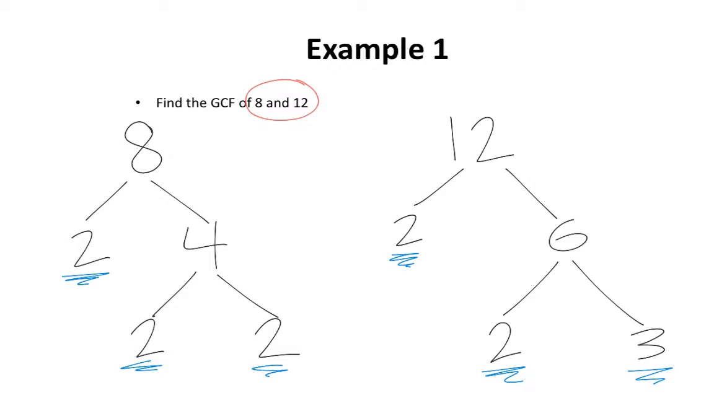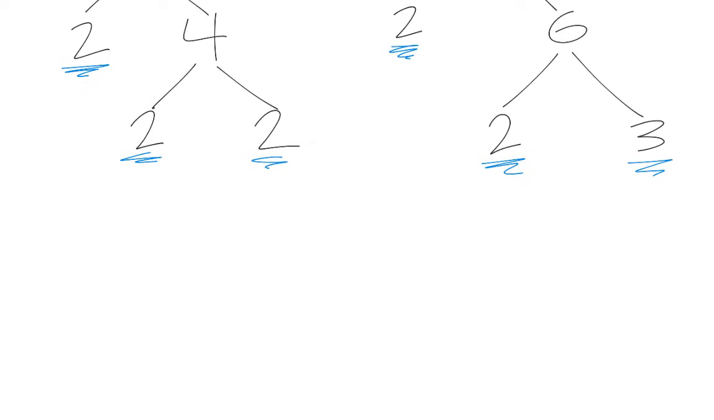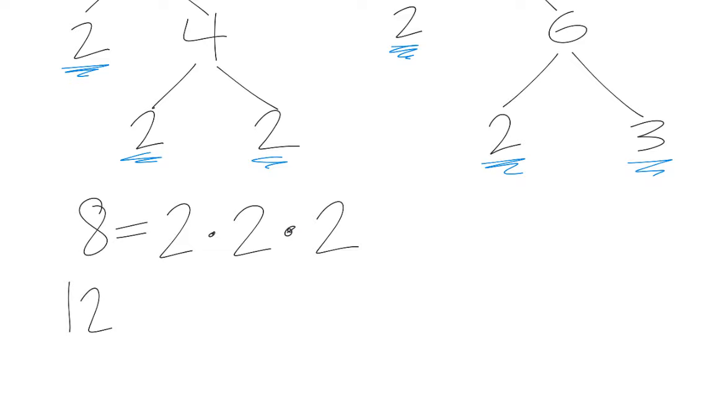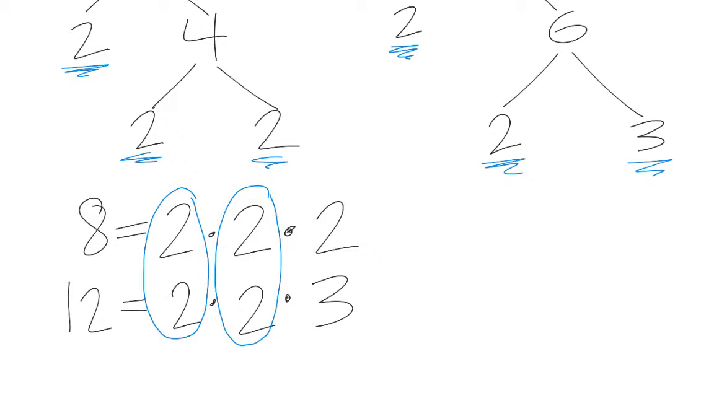What we've just done is we've found the prime factors of both 8 and 12. Let's summarize our prime factorization below. Eight is equal to 2 multiplied by 2 multiplied by 2, whereas 12 is equal to 2 multiplied by 2 multiplied by 3. When you list out these prime factors, you want to see what's common between these two lists. These 2's are common. These 2's are common.